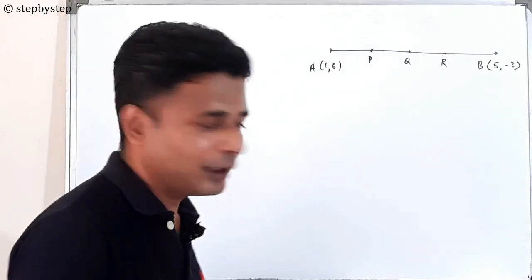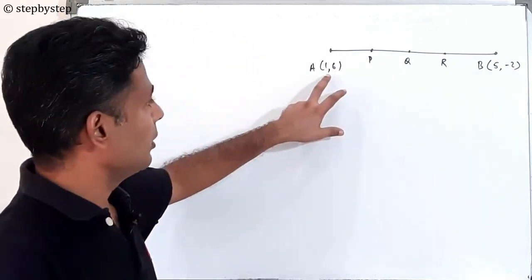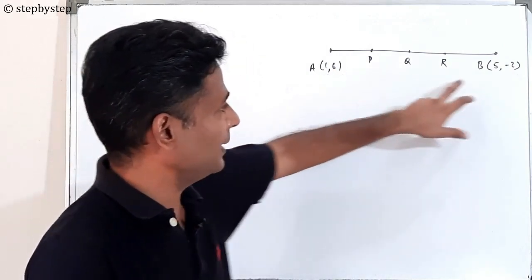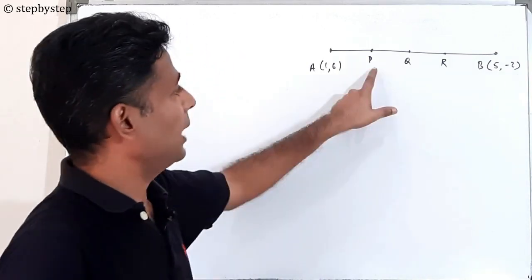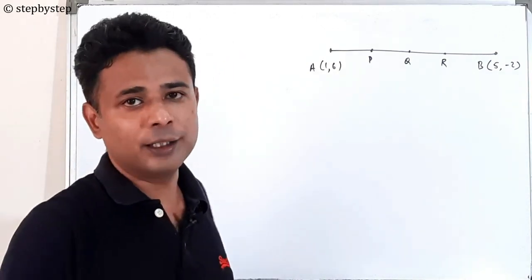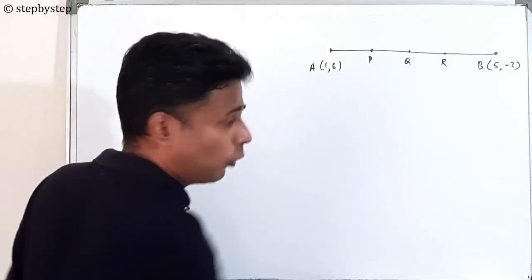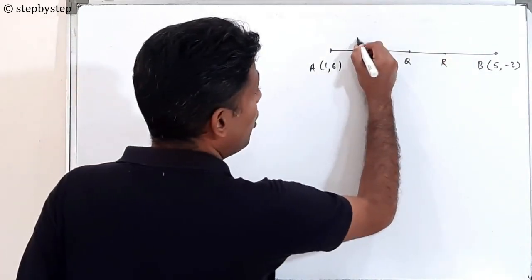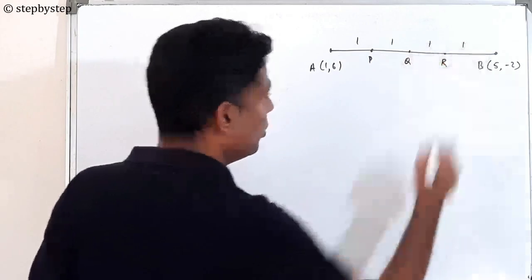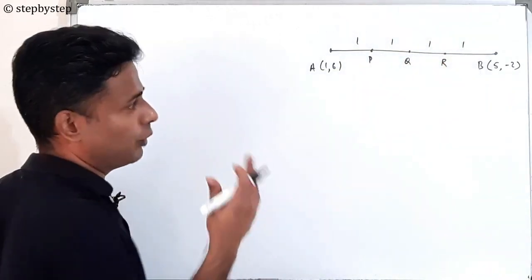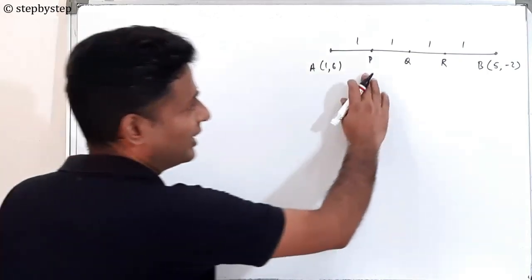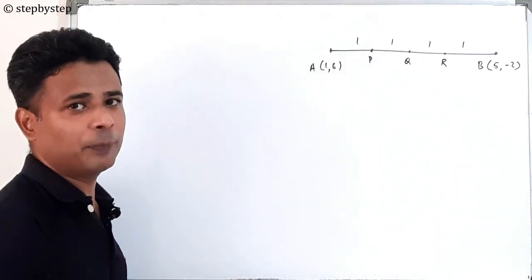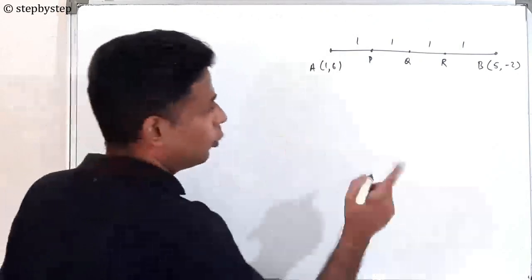Now the first question that you had was: the line joining A(1,6) and B(5,-2) is divided into 4 equal parts by P, Q, R in that order. When you are dividing into 4 equal parts, remember what the ratio will be? 1:1:1:1. Now if you remember point of trisection, similarly you can solve whenever it's divided into 4 equal parts, 5 equal parts, it does not matter. Two ways we can do it.